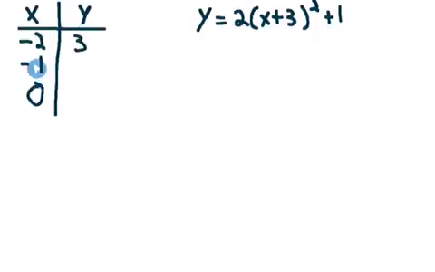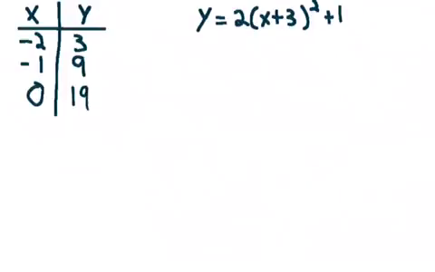Likewise, when you take -1, you plug it into here, you get -1 plus 3, so that'll give you 2. 2 squared, that's 4. 4 times 2, that's 8. Plus 1, that's going to be 9. Feel free to check this in your calculator if you don't believe me. And then the same for 0. When I plug 0 in, I get 0 plus 3, that's 3. 3 squared, that's 9. 9 times 2, that's 18. 18 plus 1, that's going to be 19.